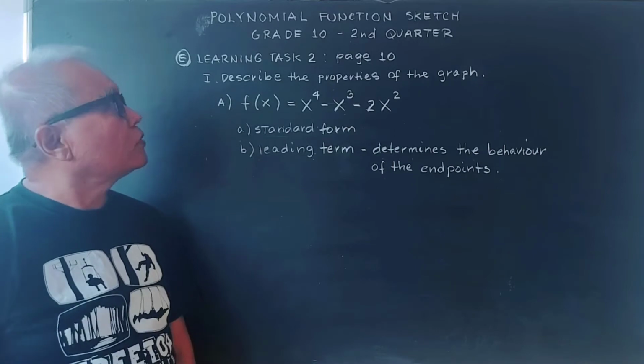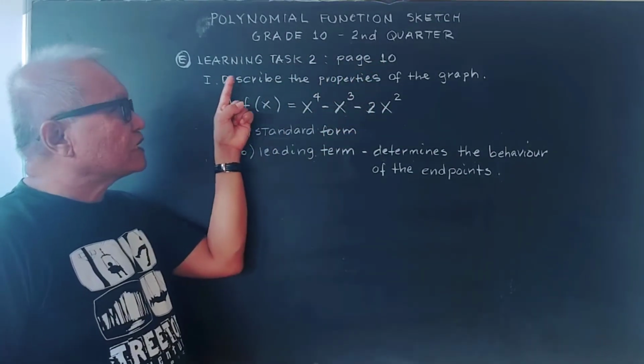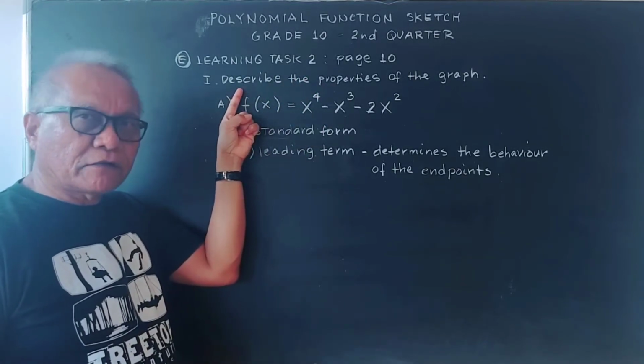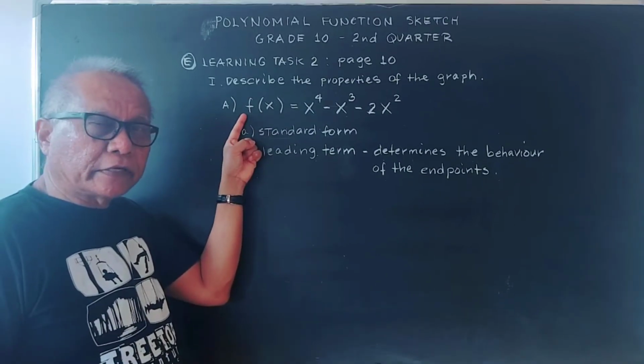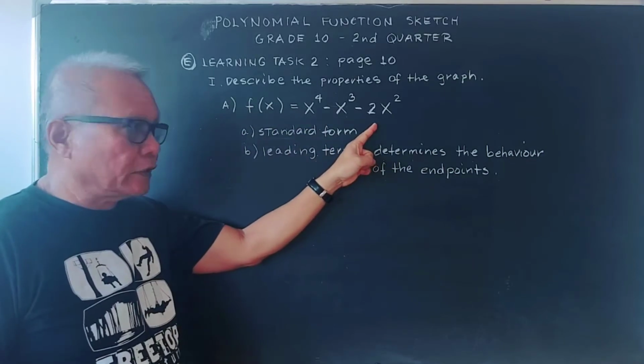Today our lesson is all about polynomial function sketching. For our learning task 2 on page 10, we will describe the properties of the graph. F of x is actually y. We can write this one as y equals this expression here.